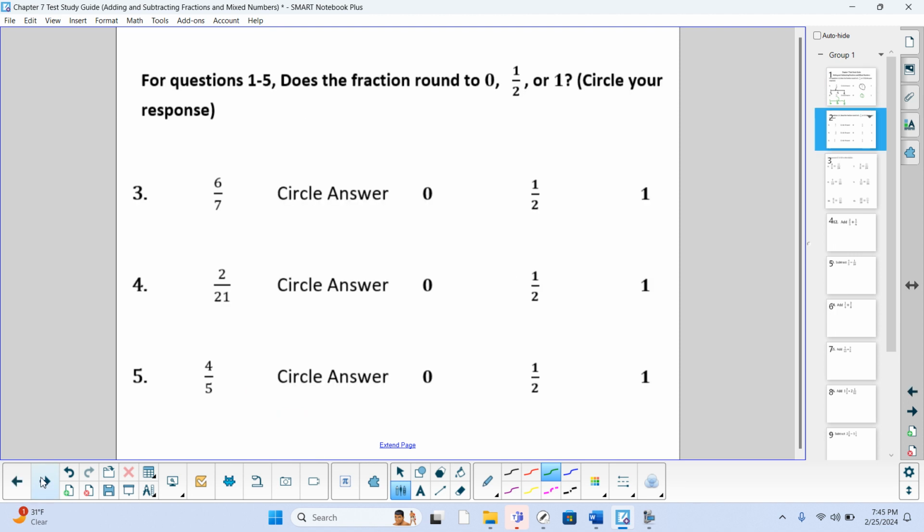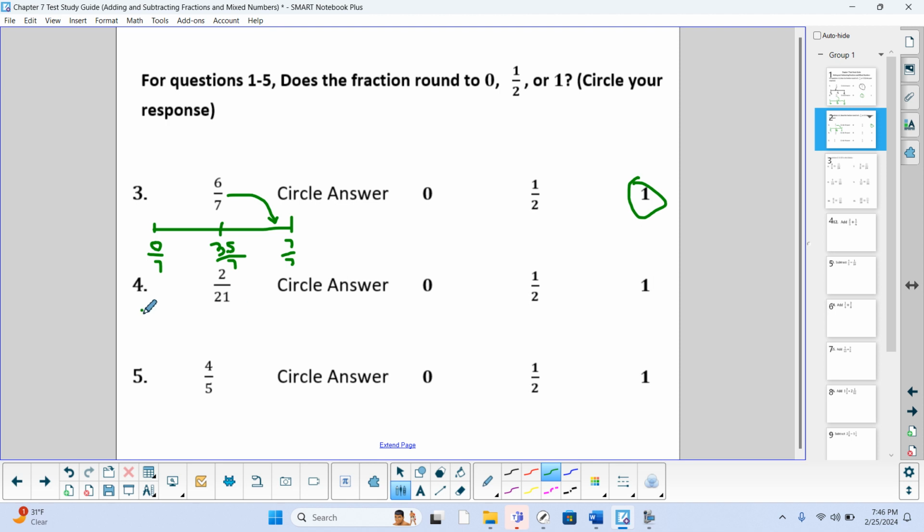For numbers 3, 4, and 5, same question. This would be a number line with 0/7, whereas this number line here would be 1, which is 7/7. And in the middle would be 3.5/7. So 6/7 is closest to 7/7, which means this would round to 1.